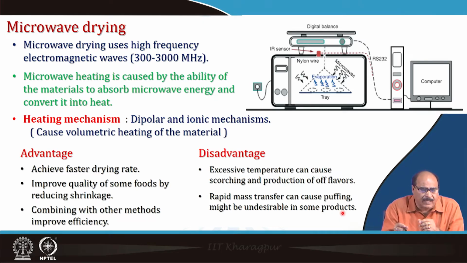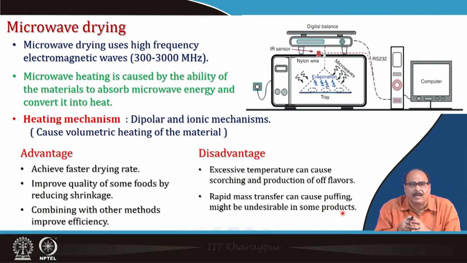So, microwave drying uses electromagnetic waves in the frequency range of 300 to 3000 megahertz. Microwave heating is caused by the ability of the material to absorb microwave energy and convert it into heat. So, basically it is the dipolar and ionic mechanism. In the earlier class we have discussed this in detail. So, it causes volumetric heating of the material.